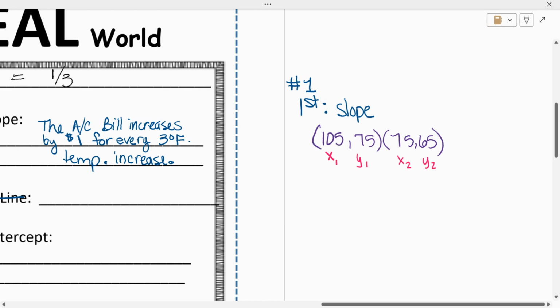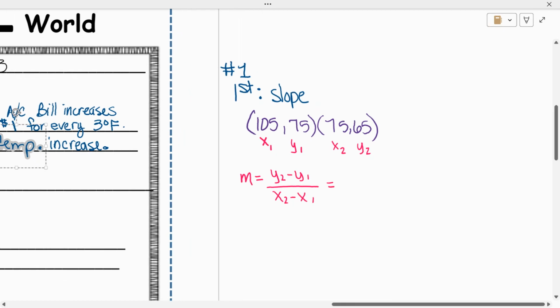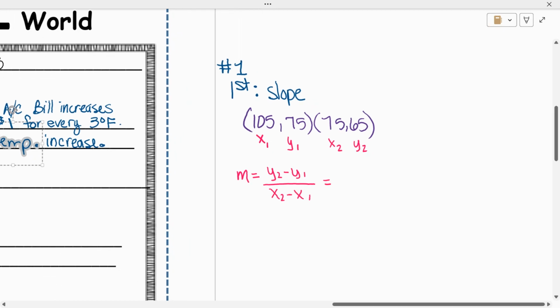So I have the x and the y coordinates. So if we know that slope is y sub 2 minus y sub 1 over x sub 2 minus x sub 1, what's that going to look like? What numbers am I plugging in for y sub 2? So 65 minus, okay, keep going, you're doing great. 75 minus 105. Okay. So 65 minus 75 is?